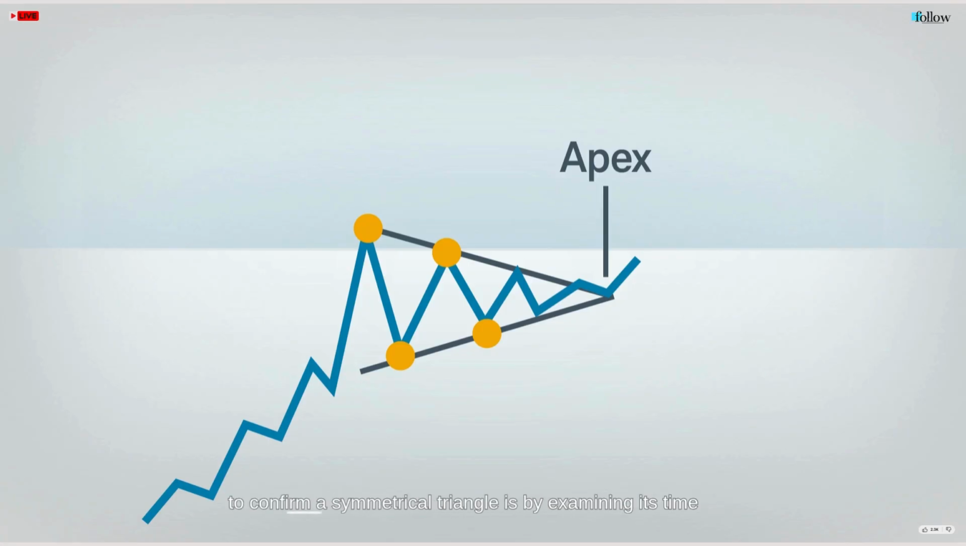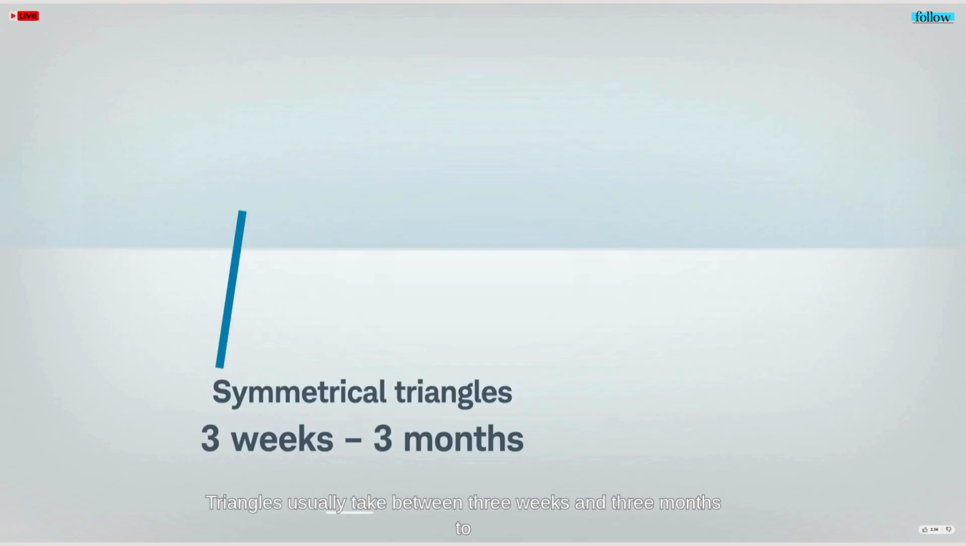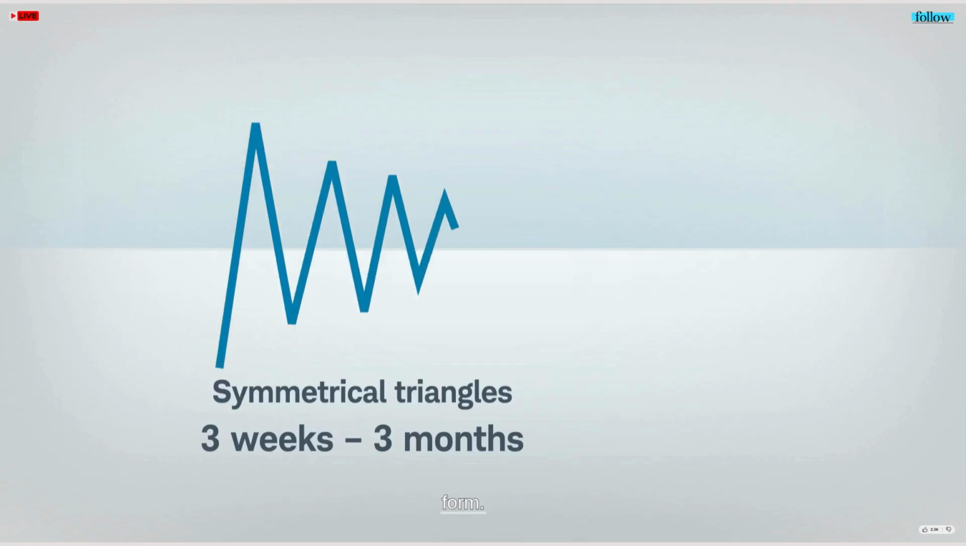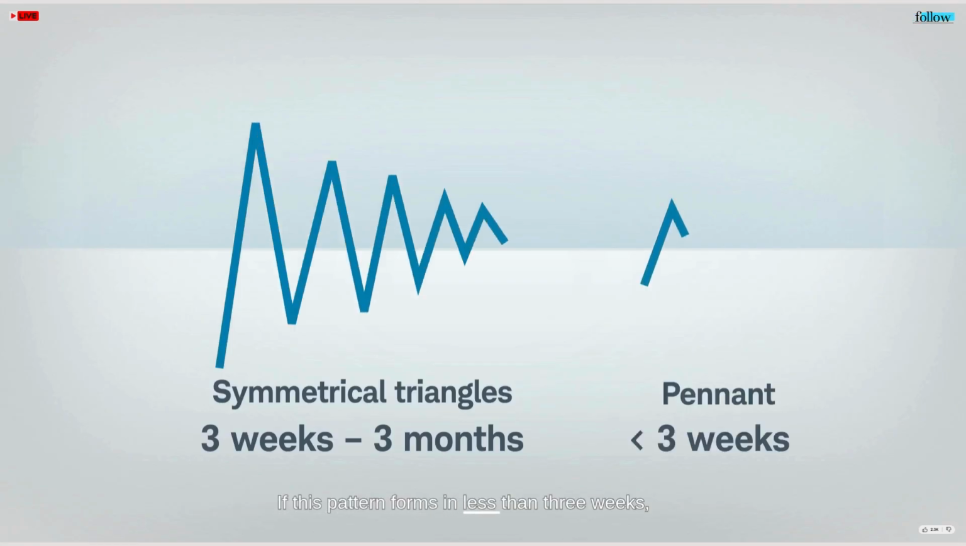The next way to confirm a symmetrical triangle is by examining its time frame. Triangles usually take between 3 weeks and 3 months to form. If this pattern forms in less than 3 weeks, it's generally considered a pennant.